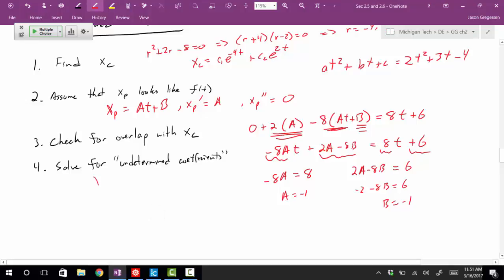So I guessed my particular solution was At plus B. Turns out the right A and B to make that true are -1 and -1. So then lastly, my final total solution is some constant e to the -4t, some constant e to the 2t, minus t minus 1.